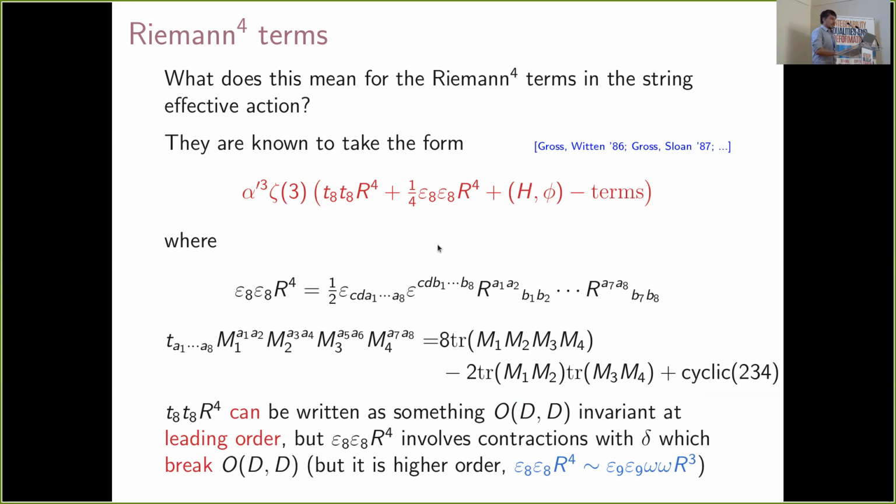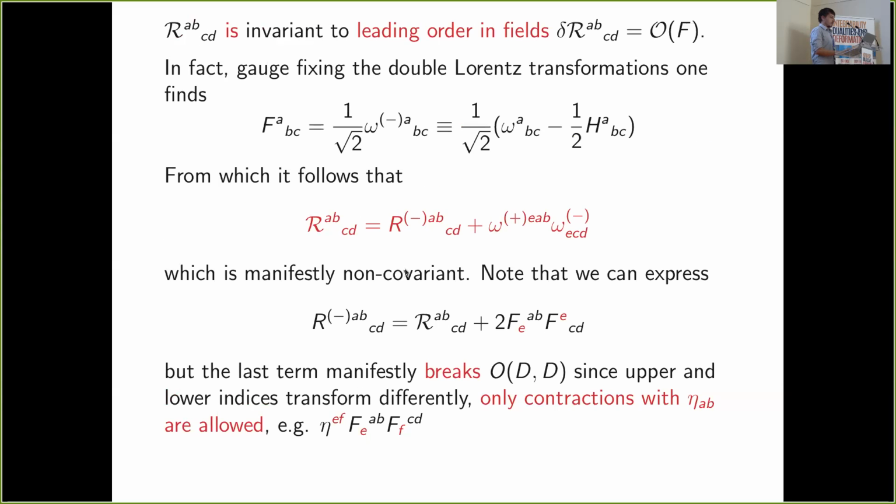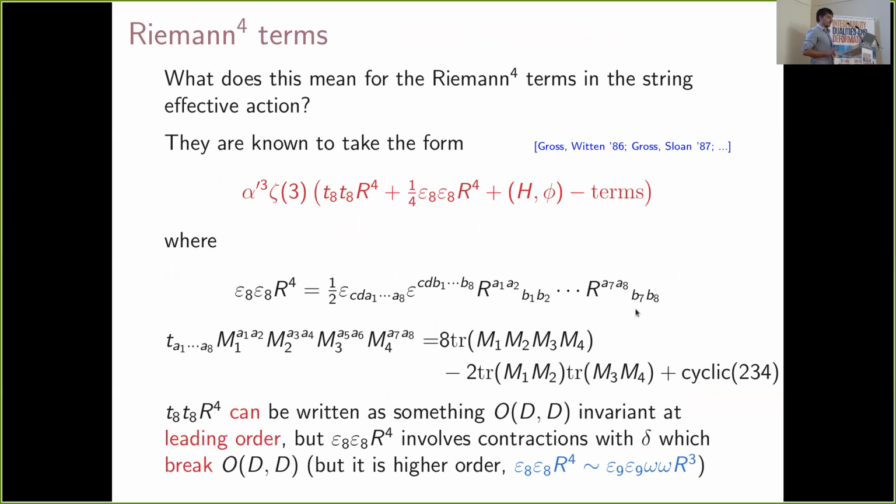But if you look at this other guy, this epsilon 8 term, that involves explicitly contractions between upper and lower indices. And there's no way that I can rewrite it in terms of this curly R. At the lowest order, the Riemann tensor and this curly double Riemann tensor are basically the same. There's no way that I can write these terms without having contractions directly between upper and lower indices. And as we said, such contractions are not allowed. They're not compatible with double Lorentz symmetry.